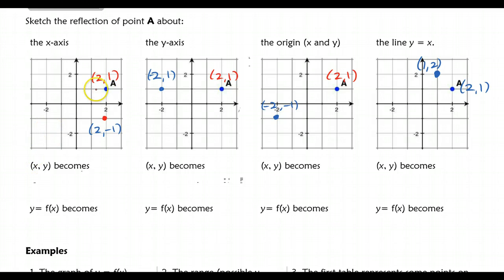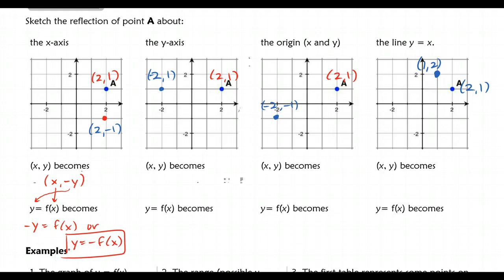If we take a look at these coordinates, the point 2, 1 has now changed to 2, negative 1 after we apply this reflection. So x, y now becomes x comma negative y. Therefore, just by substitution, I'm going to plug this in: y equals f of x now becomes negative y equals f of x. Now if I want to solve for y, another way of saying that is y now becomes the opposite of f of x, so negative f of x.